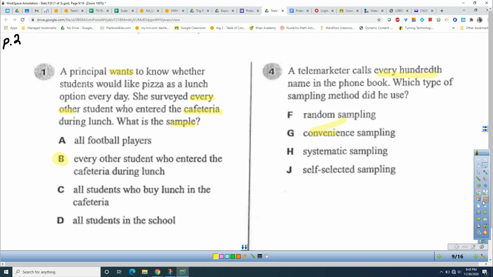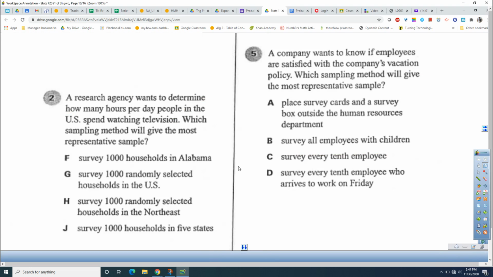Not completely. Was it convenient? Well, I guess in some ways you might think convenient because you didn't have to go around finding the numbers. You just grabbed the telephone book, right? But I think systematic is your better choice there because it's every hundredth name in the phone book. And these people weren't self-selected; they didn't volunteer to be called. So that would be systematic sampling. Okay, we can go to the next page here.